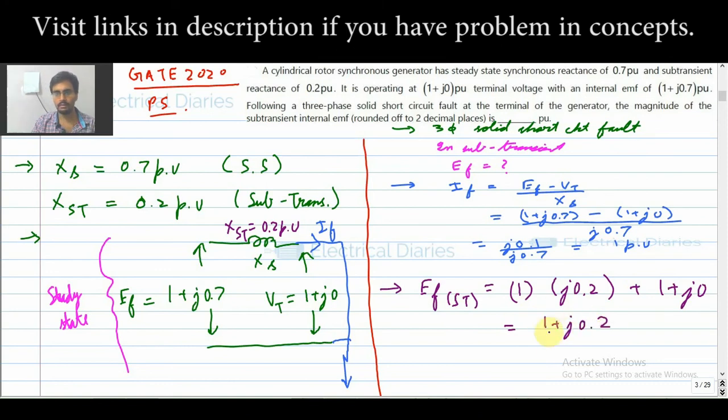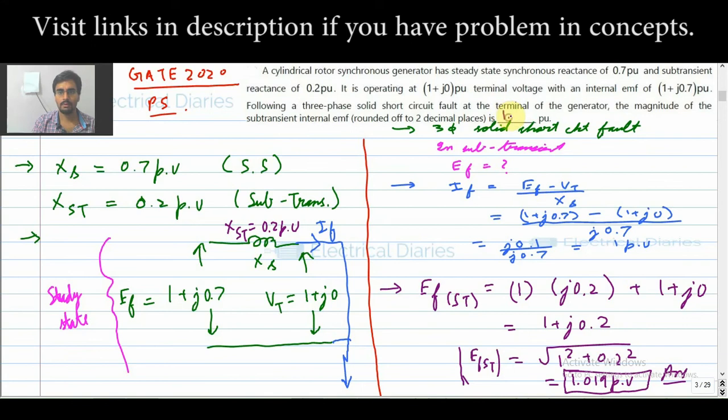And they have asked the magnitude, so your EF double prime magnitude will be the square root of 1 square plus 0.2 square, so it will come out to be 1.019 per unit. So that is the answer, 1.019 per unit. That is how you need to solve the question. Always try to approach the question with the thing in your mind that I have to solve this. That is important.